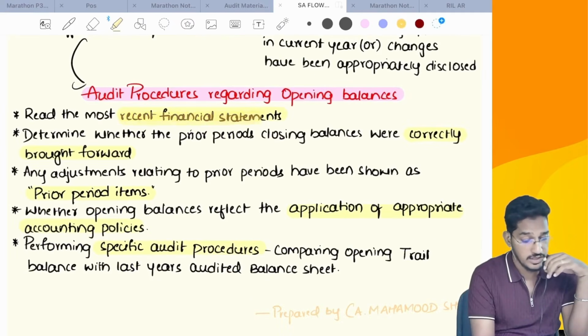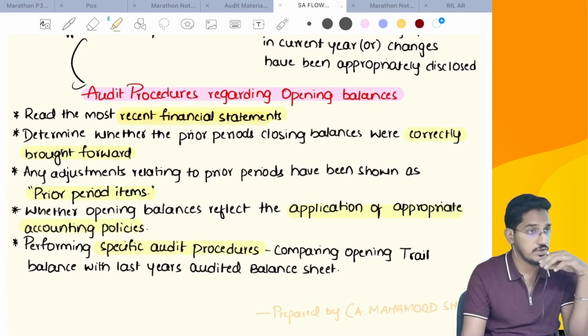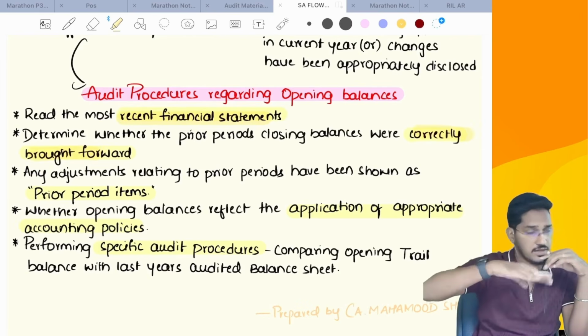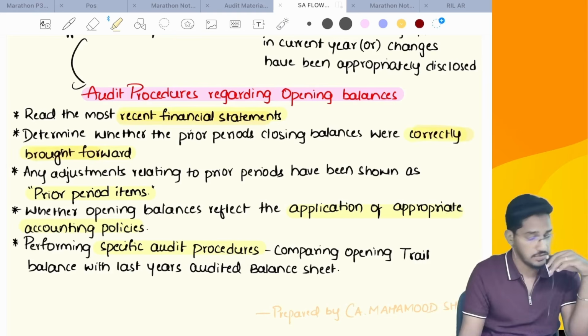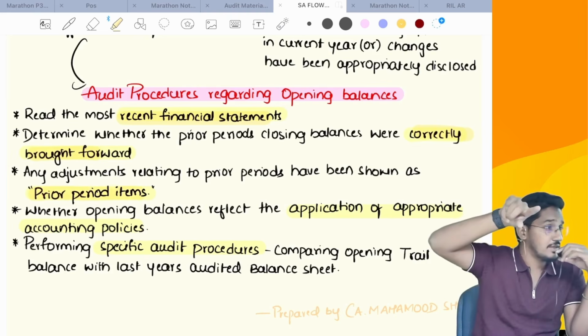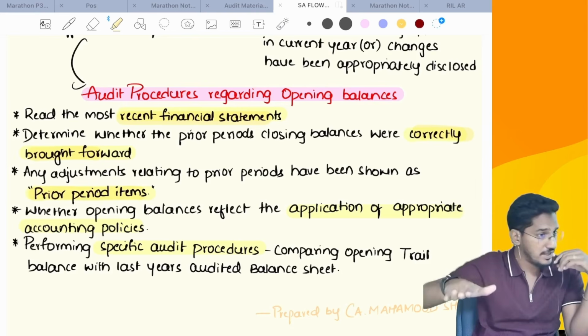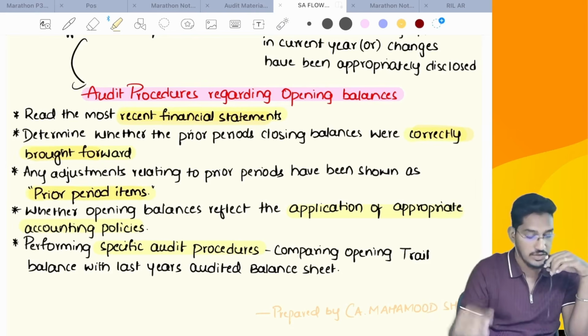Read the most recent financial statements. Whatever the most recent financial statements are, you have to read them and determine whether prior period closing balances were correctly brought forward. Nothing but whether last year's closing balances are matching with the current year's opening balances or not. You have to check whether any adjustments relating to prior periods have been shown as prior period items. In the current year, if you find any error which belongs to a previous year, you have to show it as a prior period item in the current year. So that you need to check.